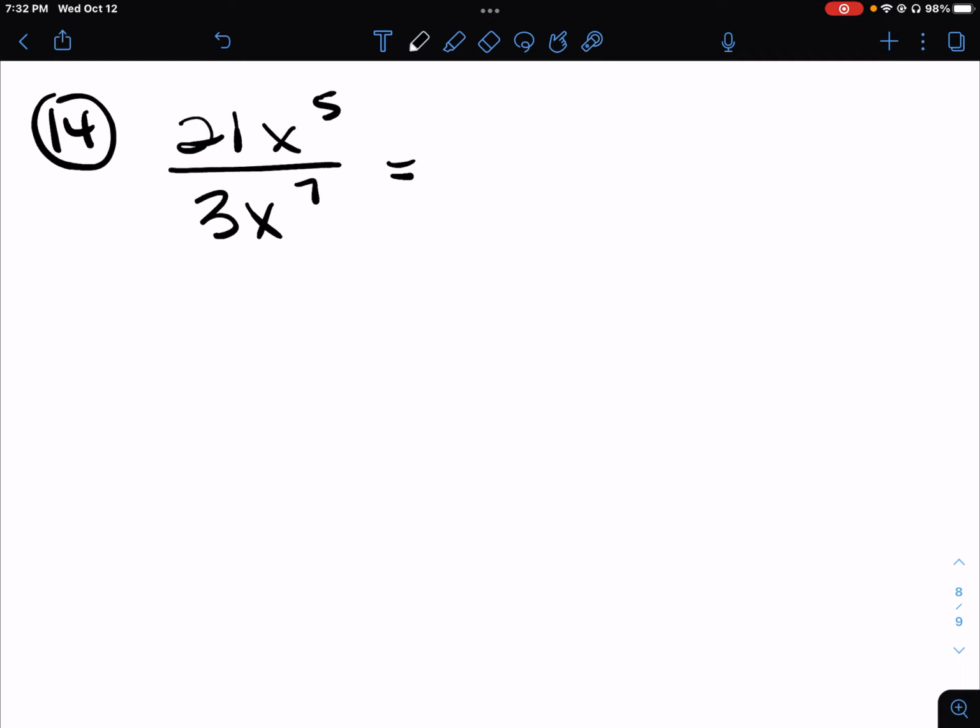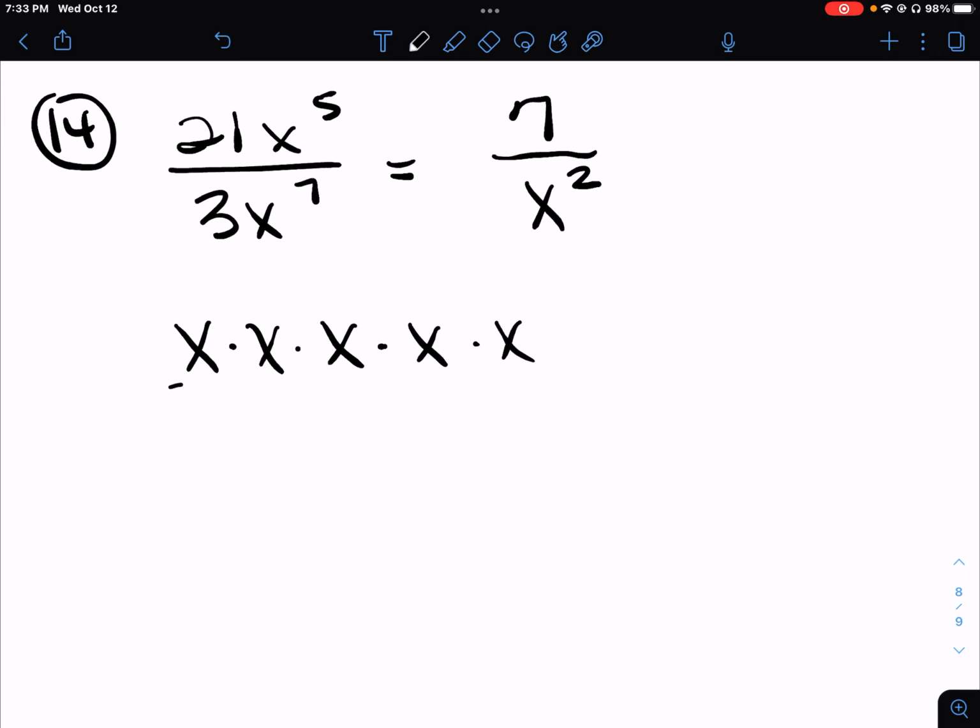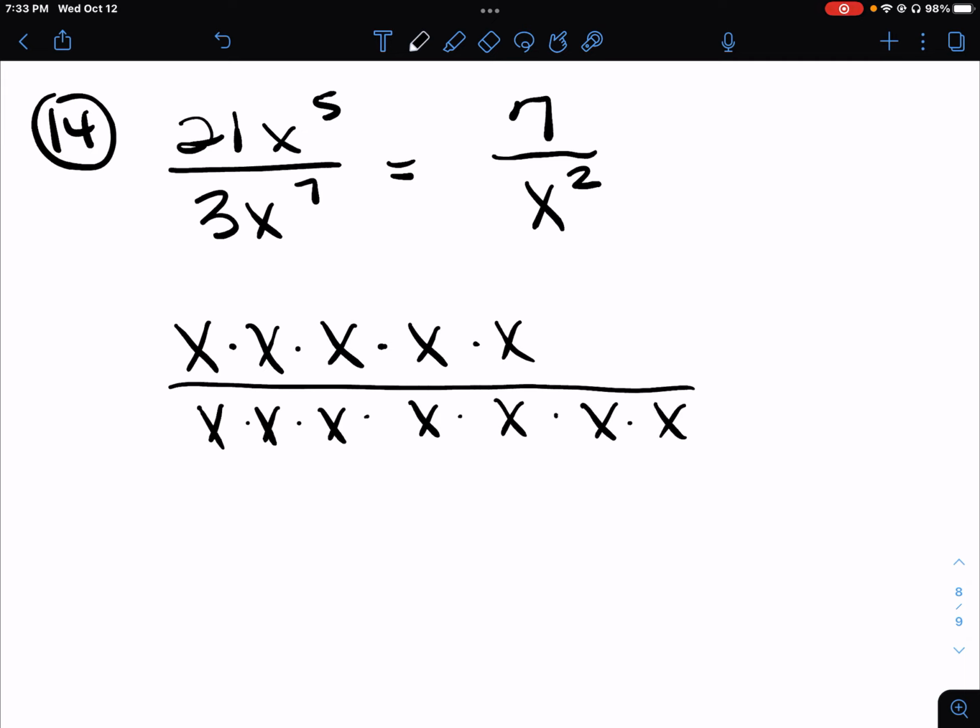Okay, 21 divided by 3 is 7. For the exponents, the bigger power is on bottom. 7 minus 5 is 2. The bigger power's on bottom, so the leftovers are at the bottom. If there's 5 on top, seven on bottom, all 5 of the tops divide out, and there's 2 left over in the bottom.